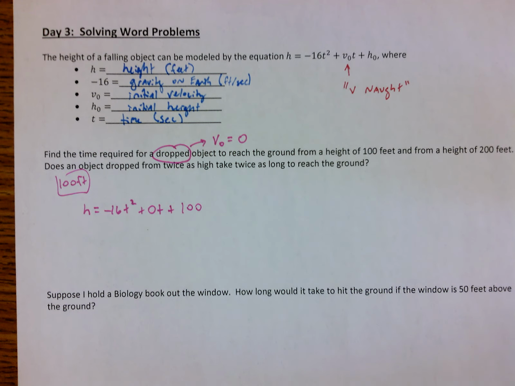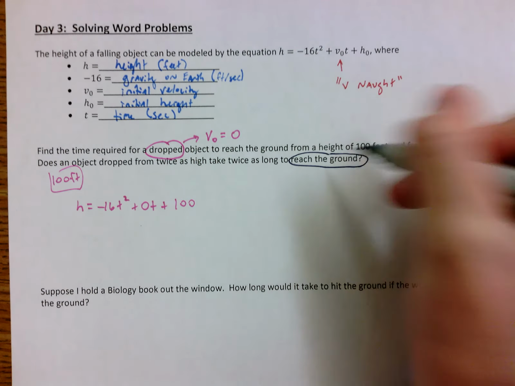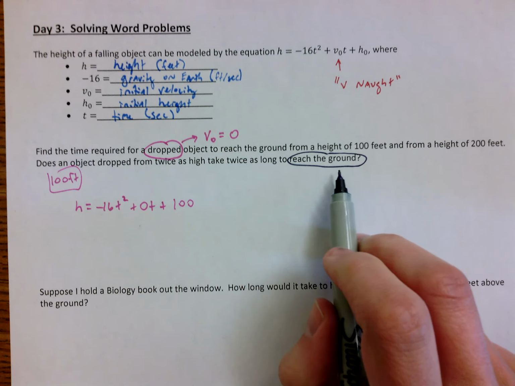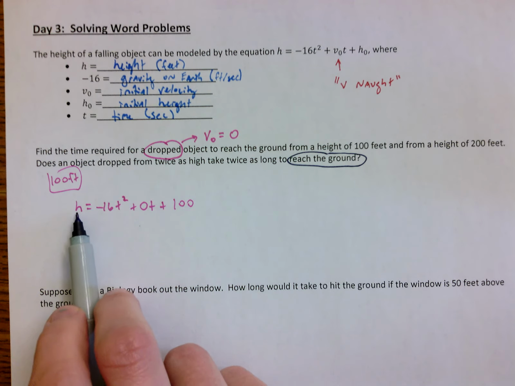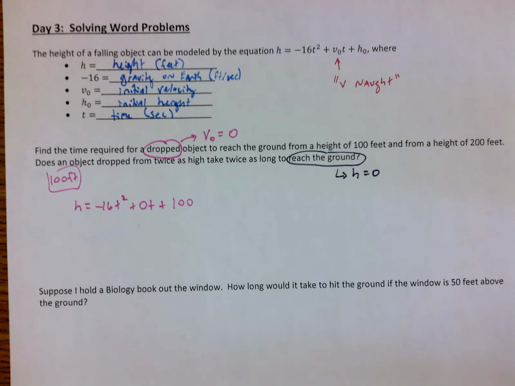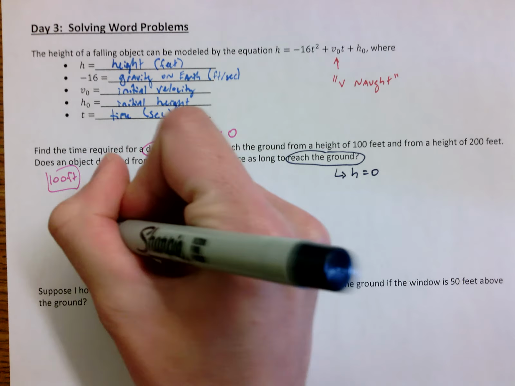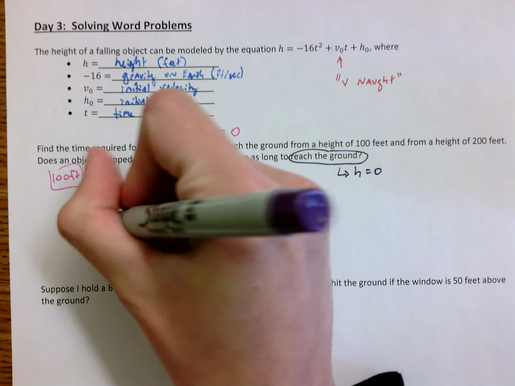Okay, so that's the equation that this is going to follow. Now, in this particular problem, it's asking us how long is it going to take to reach the ground. Well, when you hit the ground, I don't know what time that's going to be, but I know that the ground has a height of 0, right? So what this is telling us is that our height is going to be 0. And I'm going to plug that into my equation for my initial height, and that's what I'm solving for.